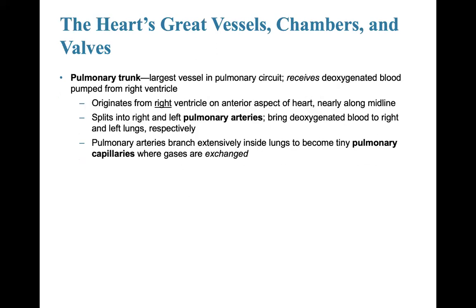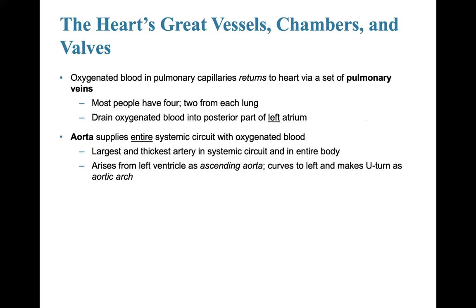The pulmonary trunk, this is the largest vessel in the pulmonary circuit. It receives deoxygenated blood pumped from the right ventricle. This originates from the right ventricle on the anterior aspect of the heart, nearly along the midline, and splits into the right and left pulmonary arteries, bringing deoxygenated blood to the right and left lungs respectively. The pulmonary arteries will branch extensively inside the lungs to become tiny pulmonary capillaries where gases are exchanged.